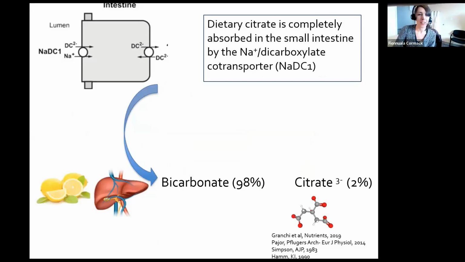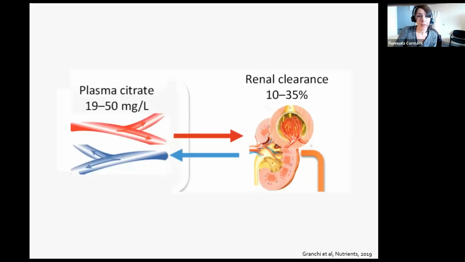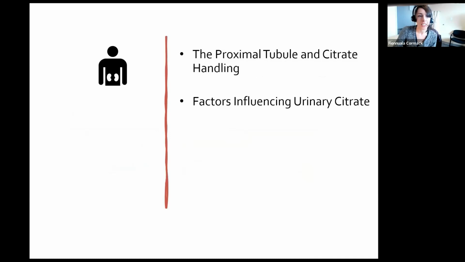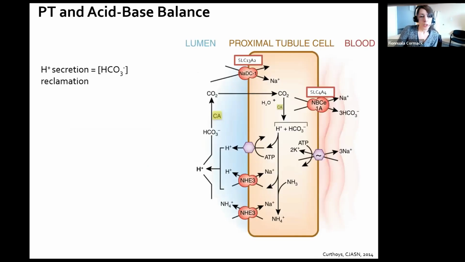All right. Okay, so we're going to talk now about renal clearance of citrate, so factors influencing urine citrate, and this is our proximal tubular cell. Before I discuss citrate handling by the proximal tubule, I'm just going to briefly review the kidneys and their role in acid-base balance. The next few slides are going to show figures from an excellent overview of proximal tubular function in response to acidosis.